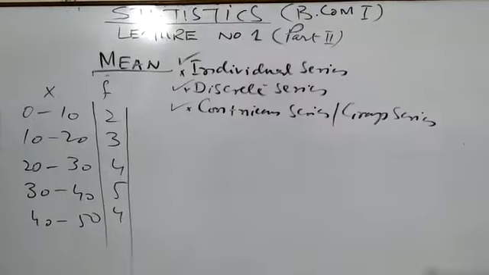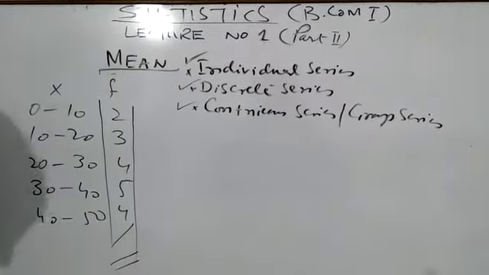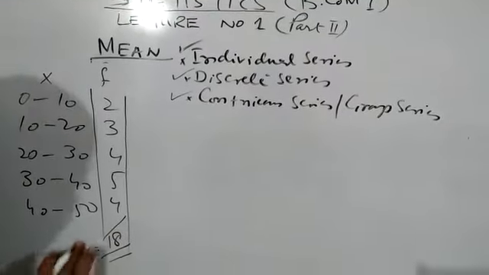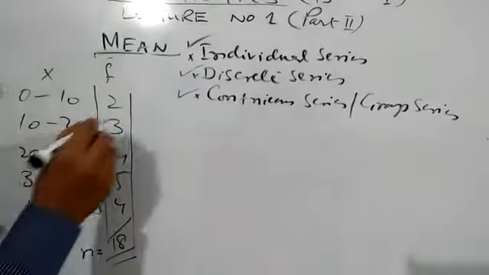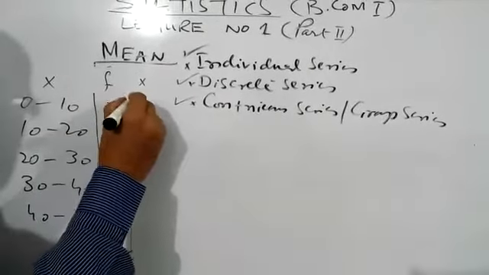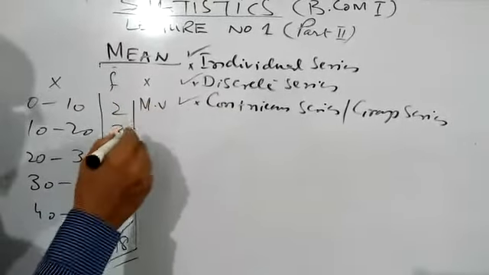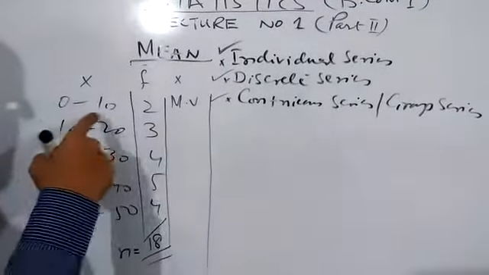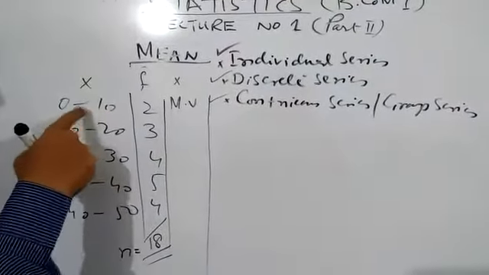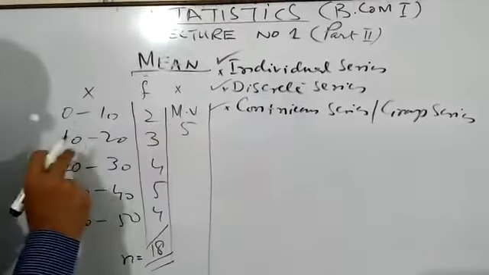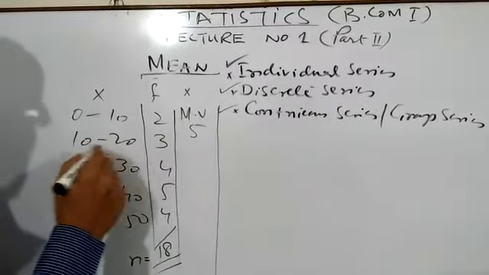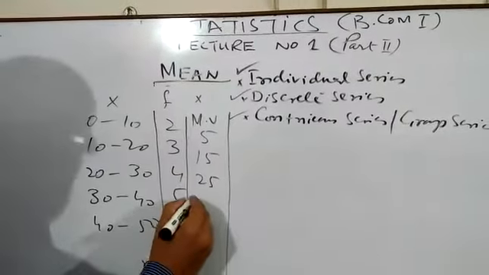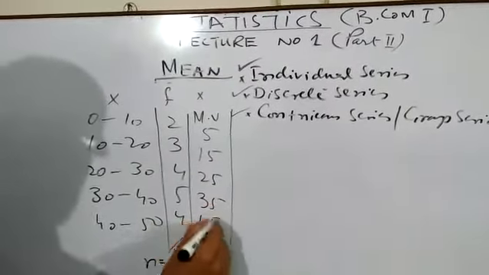First of all, we will make the sum of the frequency column. The sum of the frequency column is 18. So this is n. N means number. And then we will make the x column's mid value, midpoint. Mid value means the sum of the limits divided by 2. 0 to 10 is 10 divided by 2 is 5. 10 to 20 is 30 divided by 2 is 15. Then 25, then 35, and then 45.